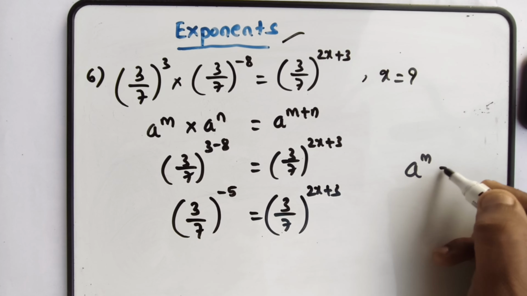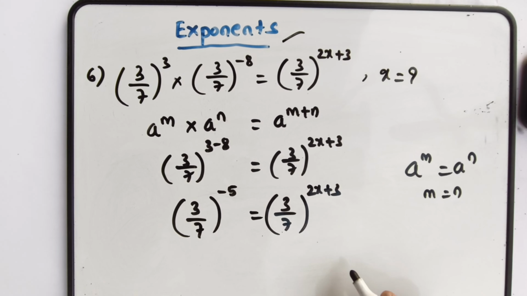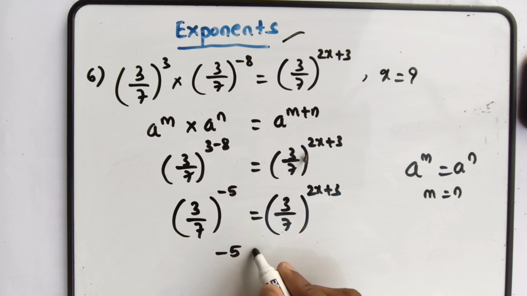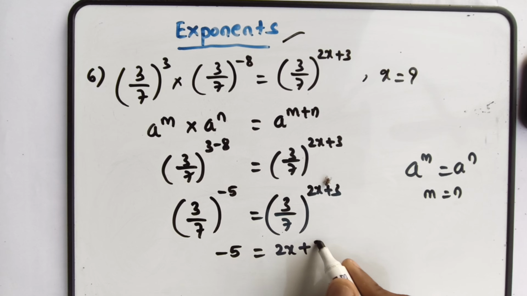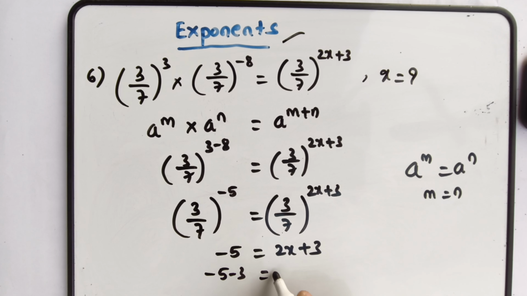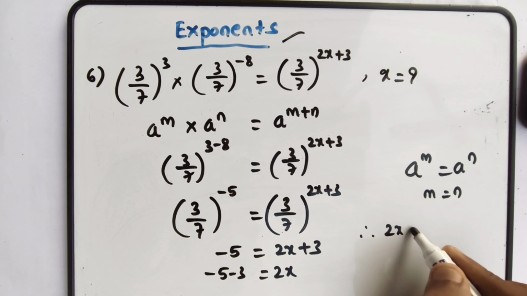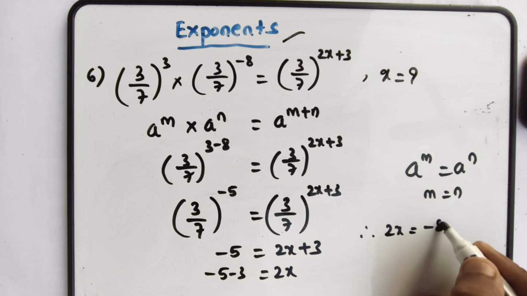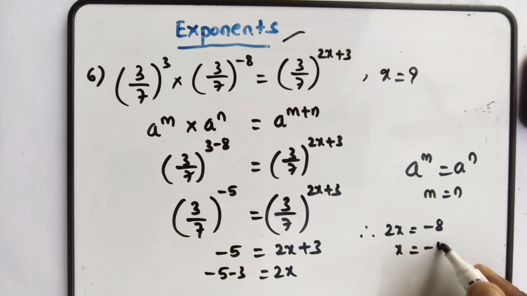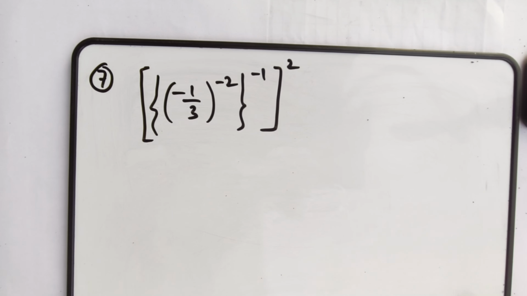I'll write here a rule. a to the power m is equal to a to the power n. If it is like that, then m is equal to n. Therefore, minus 5 is equal to 2x plus 3. I'll bring 3 to the left hand side. Minus 5 minus 3 is equal to 2x. Minus 5 minus 3, that is minus 8. 2x is equal to minus 8. x is equal to minus 8 divided by 2, that is minus 4.